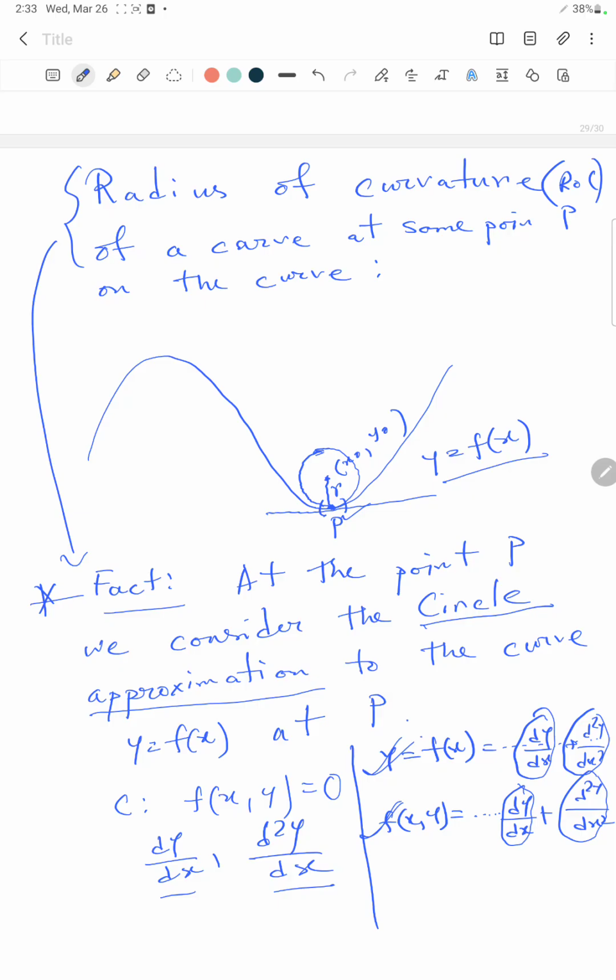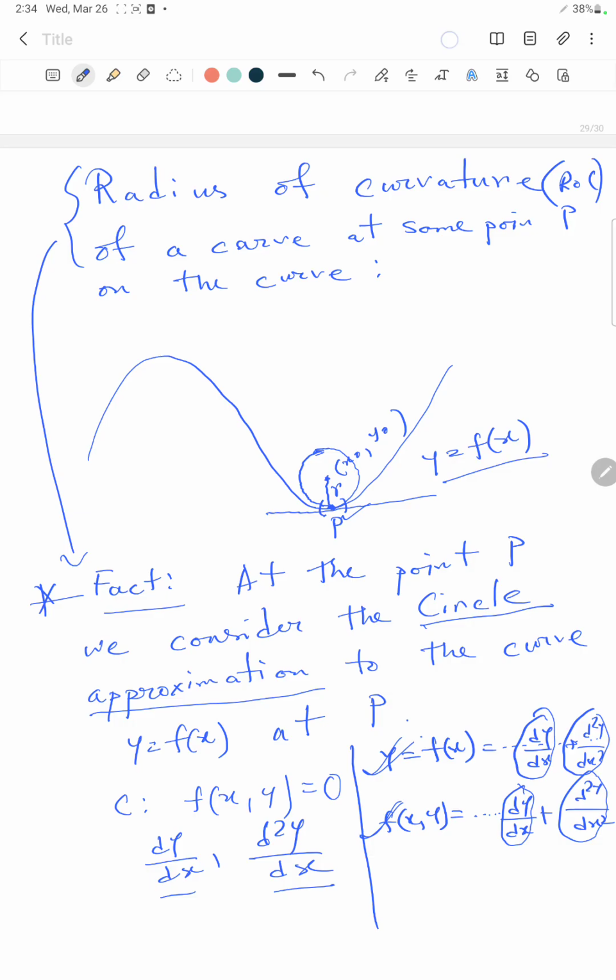The essential concept is that whenever we are talking about the radius of curvature of a curve at a point, we are considering a circle approximation of the curve around that point. That is, we are considering a circle with center (x0, y0) and radius r, which exactly matches the curve around that point P. The inner meaning is that the first derivative, second derivative and so on will be the same for the circle and the curve at that point. Okay, so I hope that this is clear.